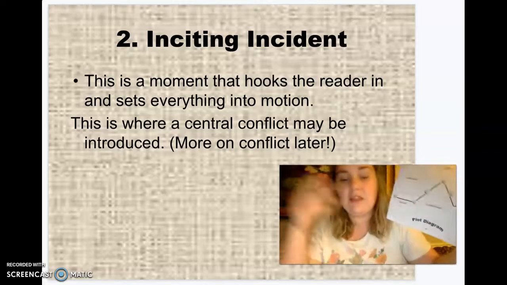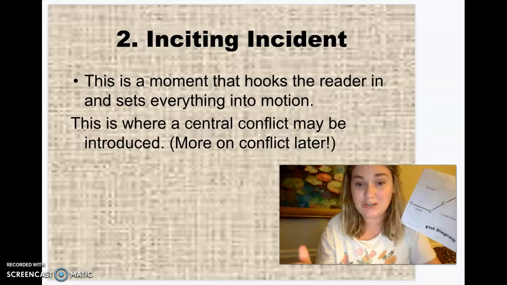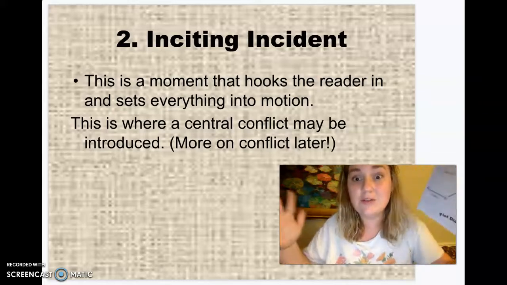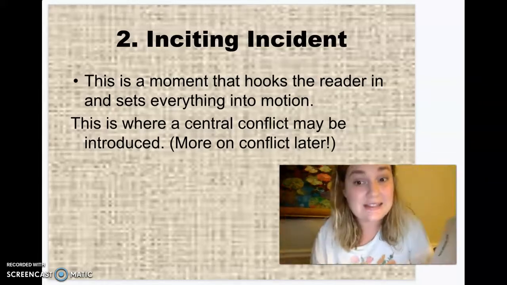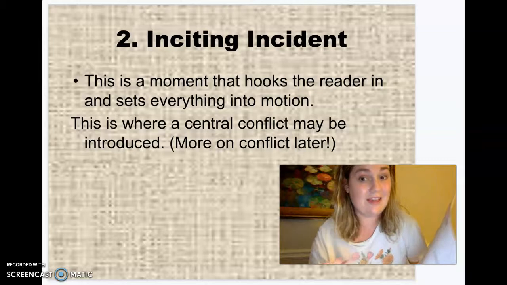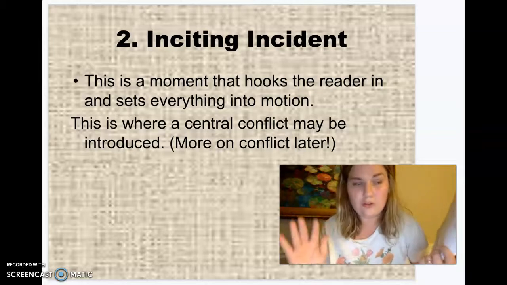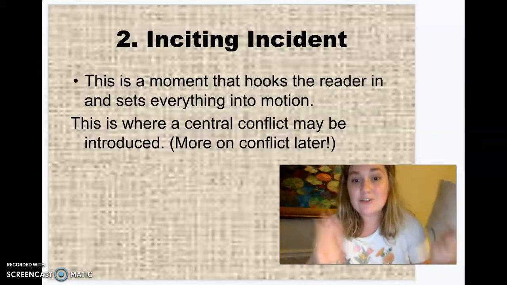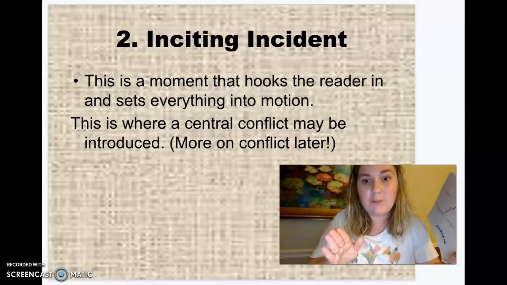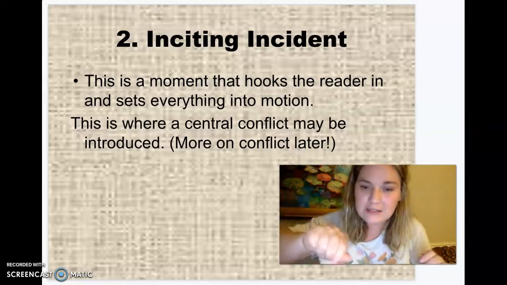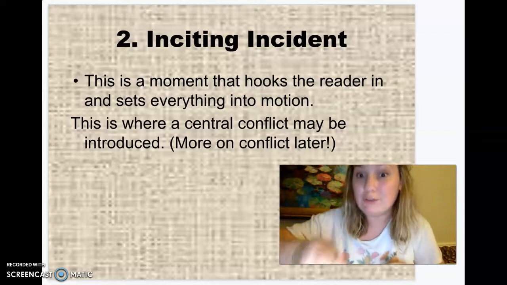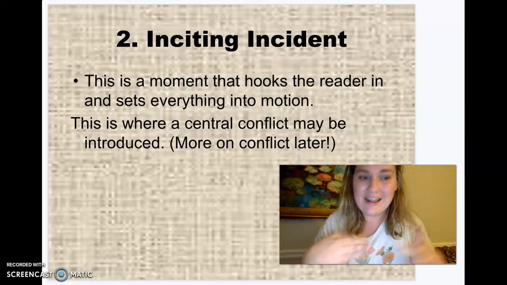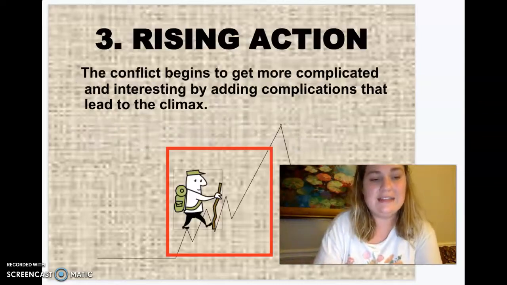What is going to be the thing that sets the story in motion? It doesn't have to be the most exciting part of the story, because it's not. It's not the most exciting thing that happens in the book or the short story or the poem. It's just the thing that gets the story moving. It's like taking your keys and putting them in the ignition and starting your car up, right? That's like an inciting incident.